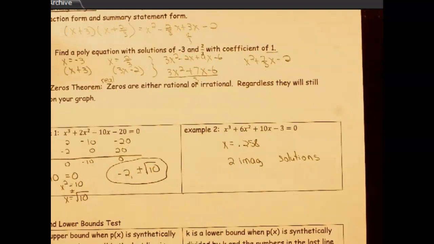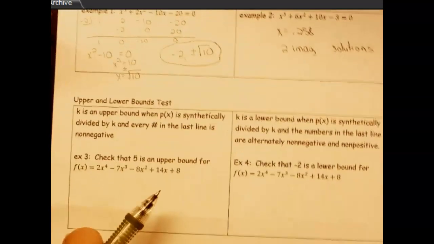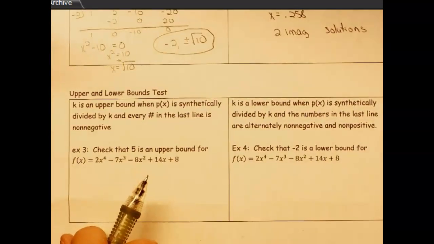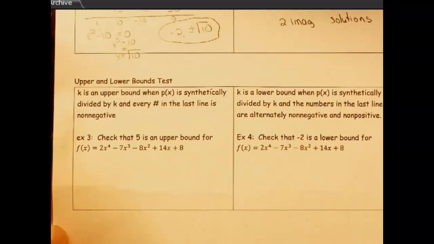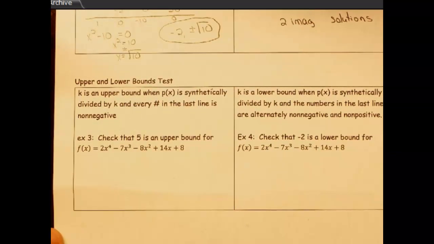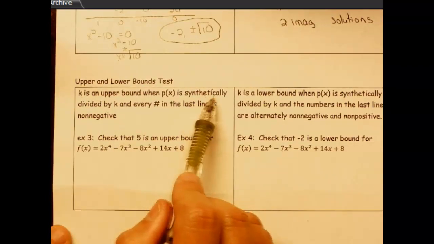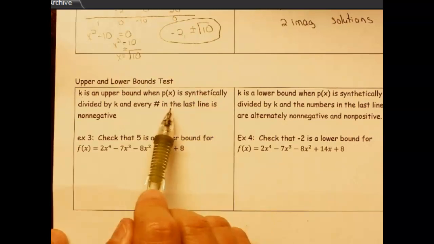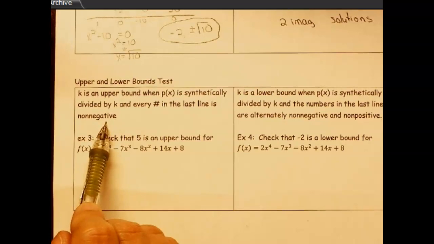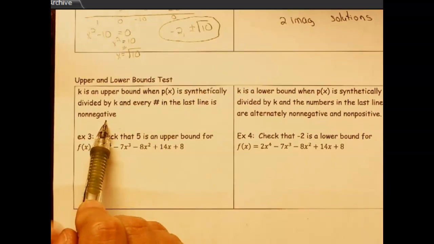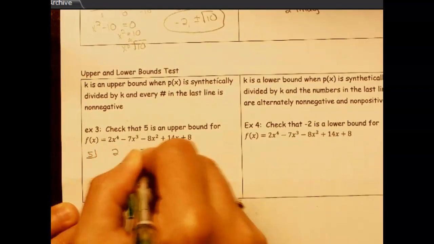Okay, next. This is one of those tricks or tools that can help you figure out, if you were totally stuck without a graphing calculator, how you could find some of those solutions. It's called the upper and lower bounds test. It says if k, which is a possible solution, is an upper bound, then when we synthetically divide, every number in that last line is non-negative. So that means it could be positive or it could be 0. Let me show you what we're talking about. So we're going to check 5, and we're going to synthetically divide.